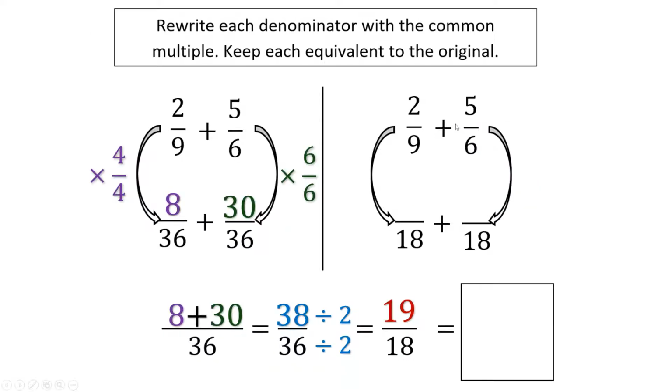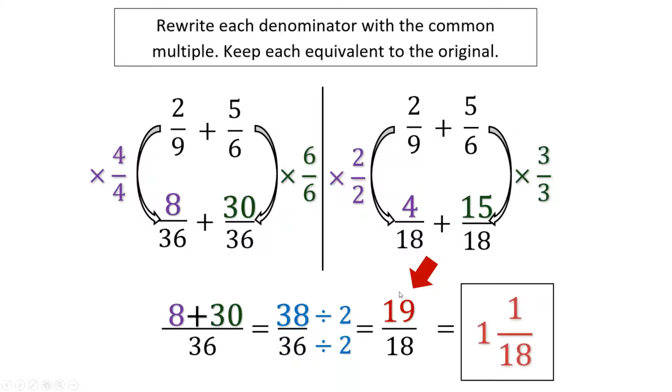So to change 9 into 18, we multiply by 2, and then 2 times 2 is 4. Over on the right side, 6 times 3 is 18, and 5 times 3 is 15. And then we would add the numerators, and we'll still get 19/18. So we just don't have to simplify it because 4 plus 15 is 19. And then the final answer would be changing this to a mixed number, which is 1 and 1/18.